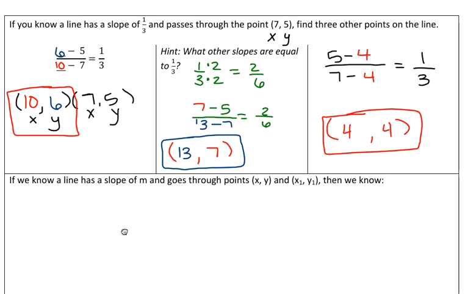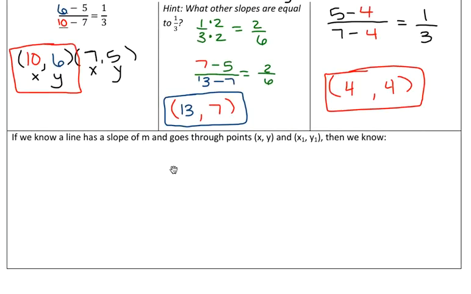All right, last part here. If we know a line has a slope of m and goes through the points x, y, and x1, y1, okay, we know that we could use our slope formula. Okay, so we could take y minus that y1 over, so we subtract the y's. If I start with this y, we're going to start with this x. So x minus x1. And that's going to equal our slope. And here our slope is m.